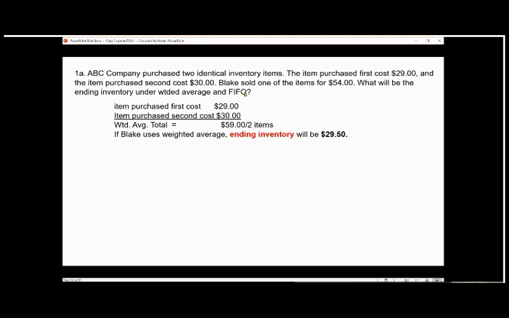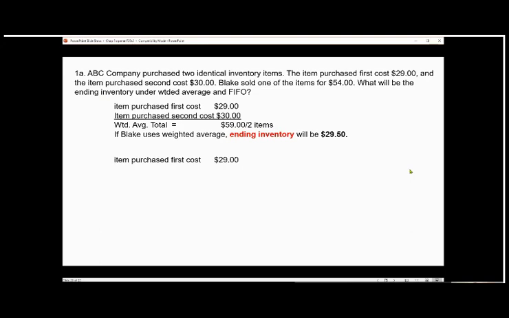Okay, so let's go to FIFO. They want to know the ending inventory under FIFO. Well, before we even go into all that, if this is the first item we purchased, $29, then that's the one we sold under FIFO. And if that's the second item that we purchased, which is $30, then the second item is the one we still have left in the ending inventory. So that $30 will be the cost of our ending inventory.